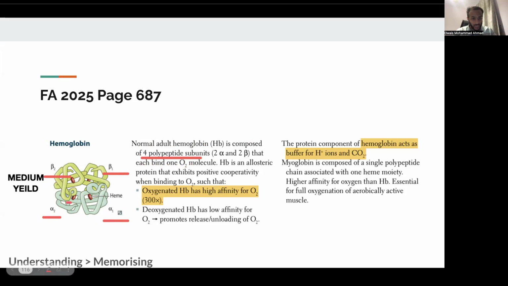We can see each has a heme part. Of course, hemoglobin is broken down into heme and globin. Heme binds oxygen, and globin is the protein.